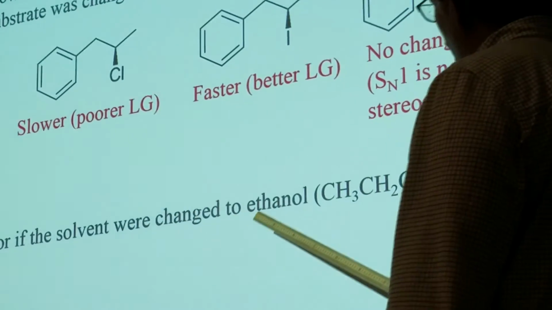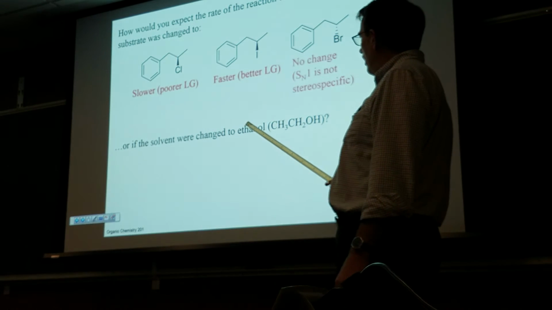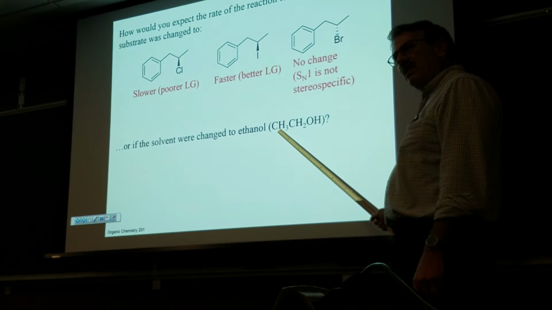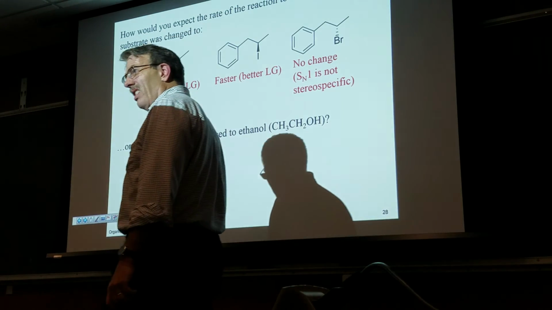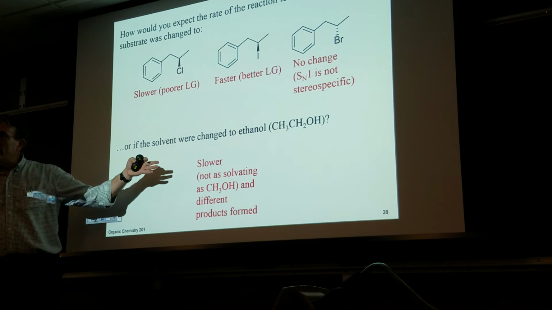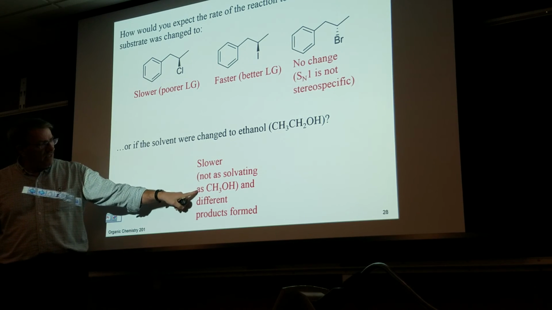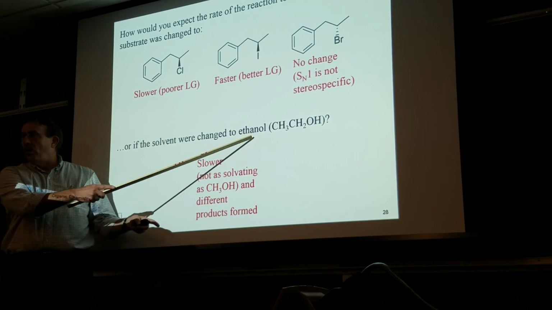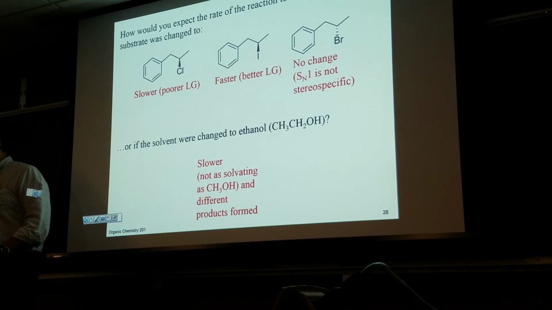How about if I change the solvent to ethanol, okay, instead of methanol? Is that a better solvating solvent or poorer solvating than the small methanol? It turns out methanol is actually a better solvent for SN1 reactions for stabilizing carbocations. So in fact, if I changed it, it would slow this whole reaction down because it doesn't stabilize the carbocation as much, because it's not as solvating. And of course I get a different product, right? Because in this case I have ethanol being my nucleophile, and in the other case I had methanol being my nucleophile.